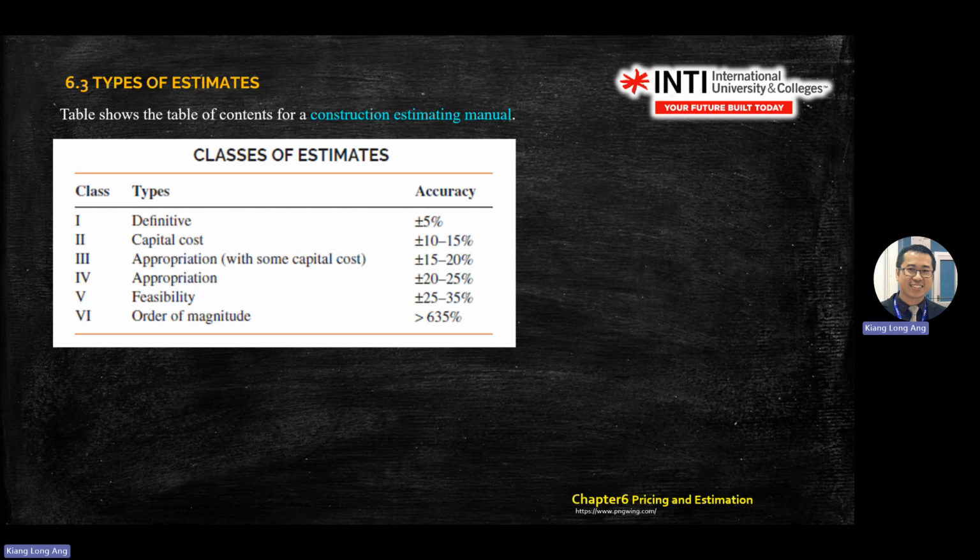Estimate. It depends on class. What is your class? So if you're class 1, then it is about 5%. Then 15% is about class 2. Then from class 3, 4, 5, they are order of magnitude estimates, right?